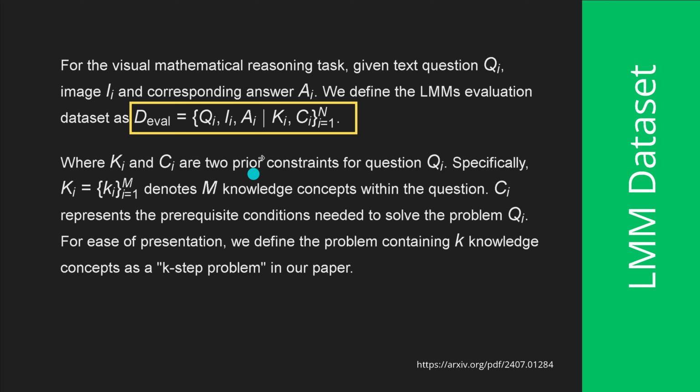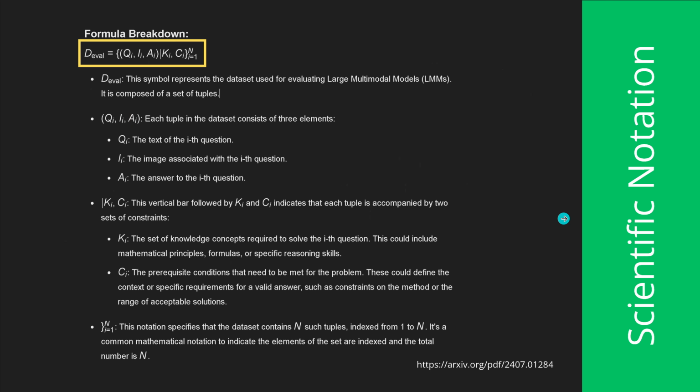So we have now here Ki and Ci, 2 prior constraints for the question. Ci represents here the prerequisite conditions needed to solve the problem. And Ki denotes here the knowledge concept within the questions. Great. If you want to get familiar with the scientific notation from our green grasshoppers, here is exactly what each symbol means in this mathematical notation.